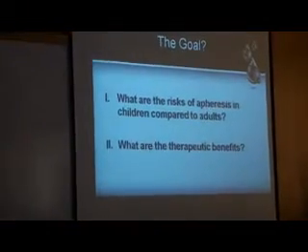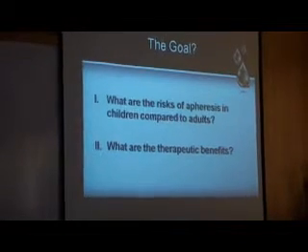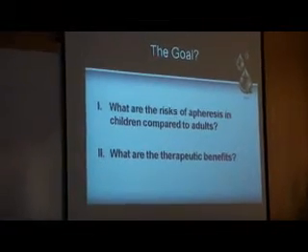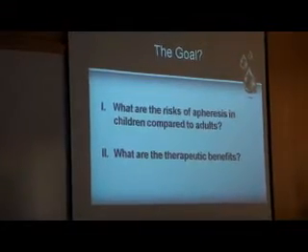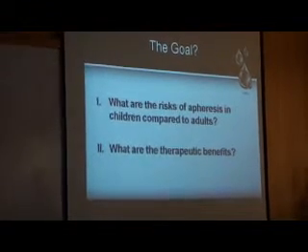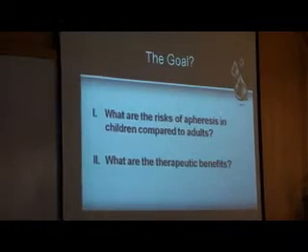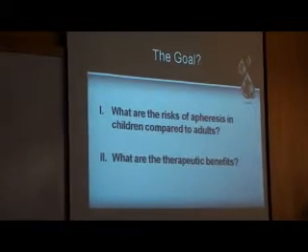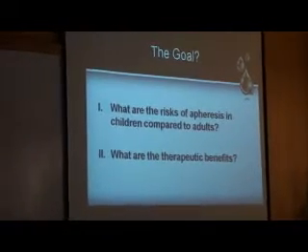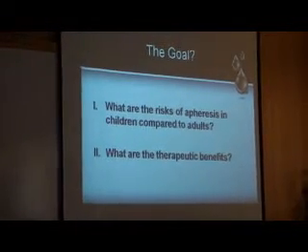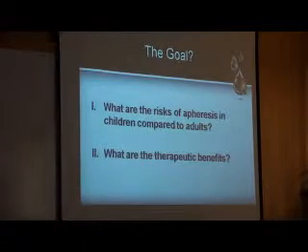Today I want to answer two questions. The first, what are the risks of apheresis in children? Why are we so scared of performing apheresis in children? And what are the benefits? And at the end of this talk, I'm going to say, is the risk greater than the benefit? Is that why we avoid it, or what's wrong?